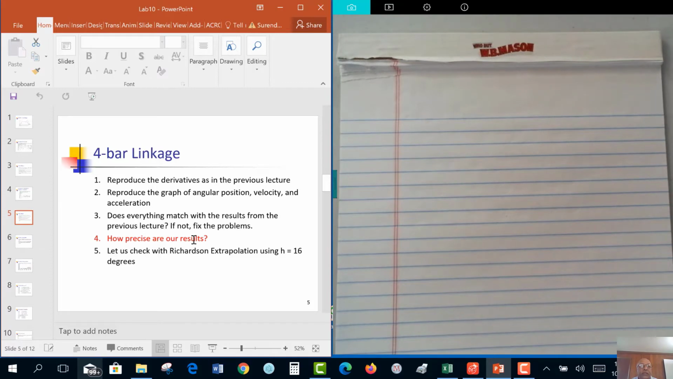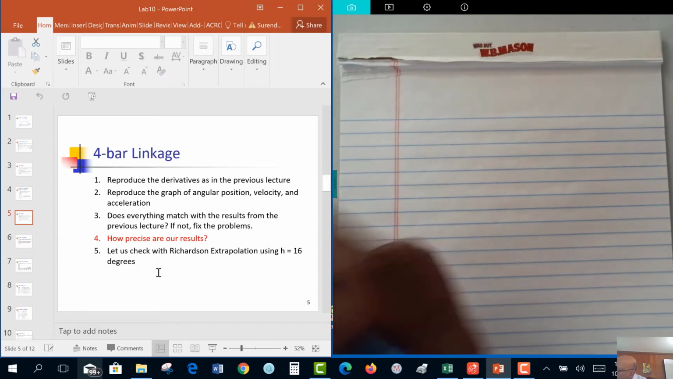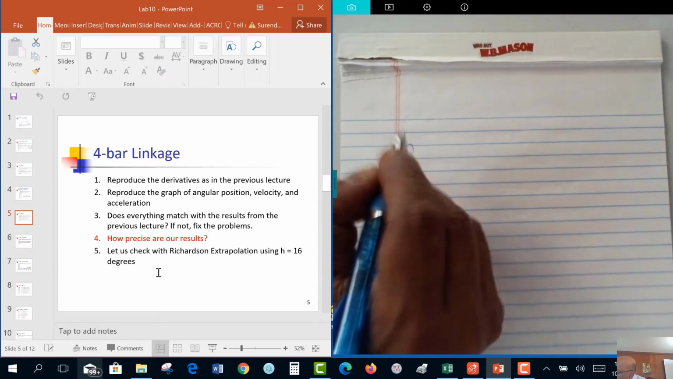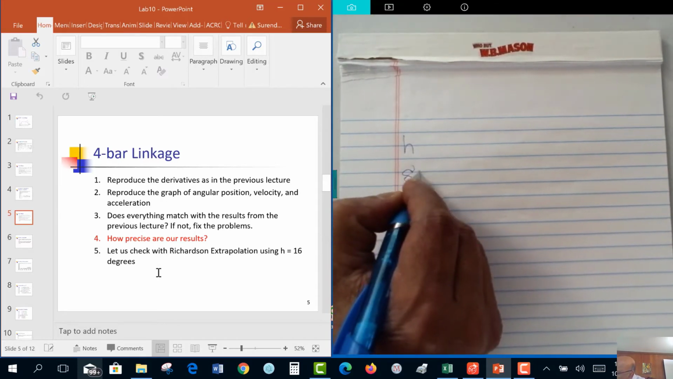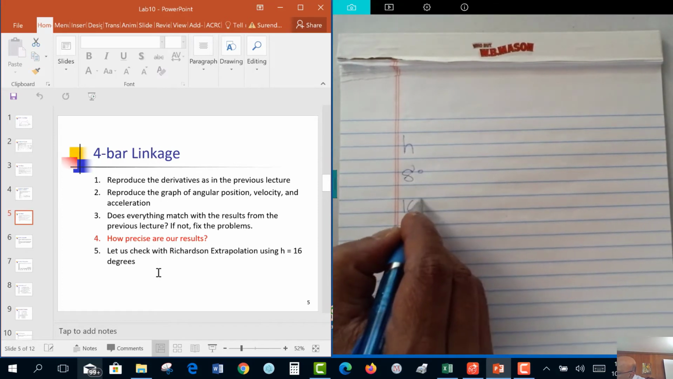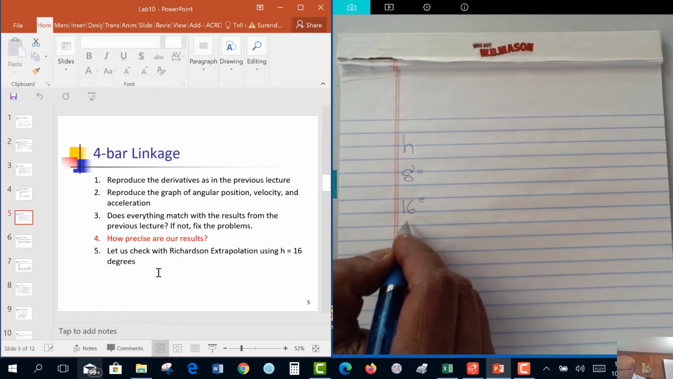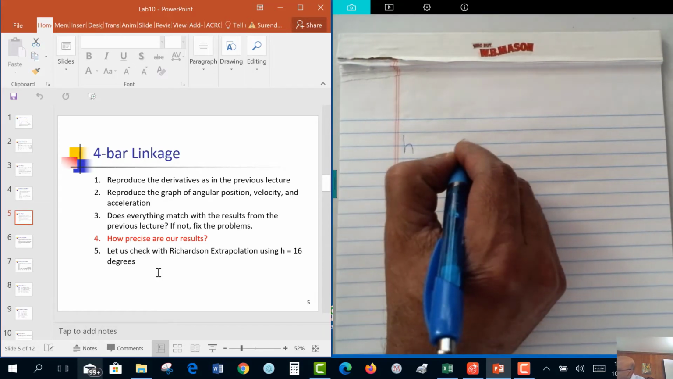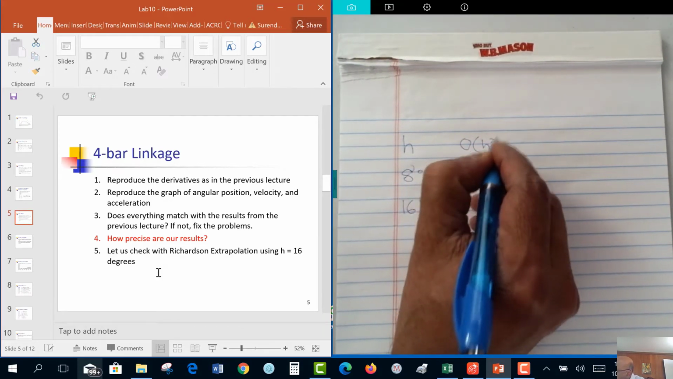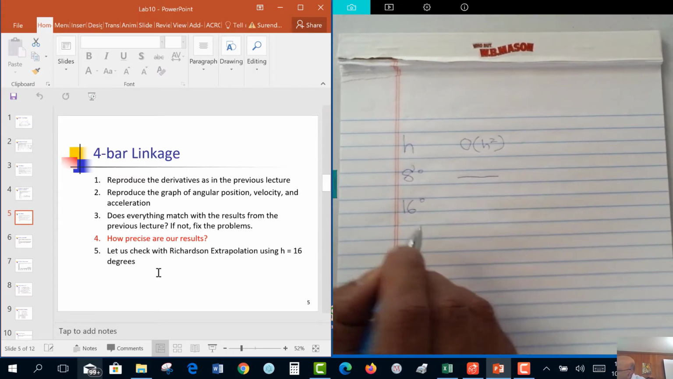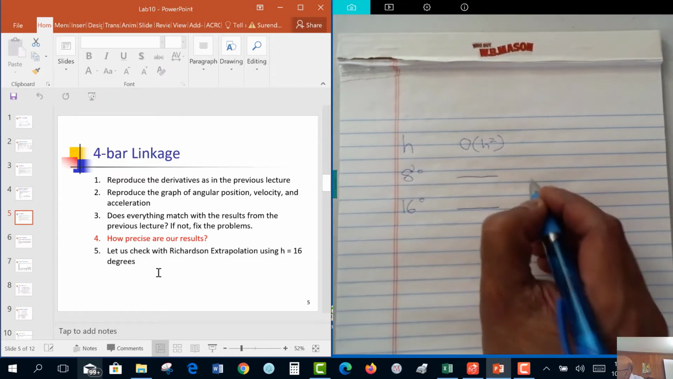Now, our key question is how precise are our results? So let us do this by using Richardson extrapolation. Remember what we have. We already have results for 8 degrees H. Now we are going to take alternate rows and create results for 16 degrees. Since we are using order H squared derivatives, we already have this. We are going to find this.